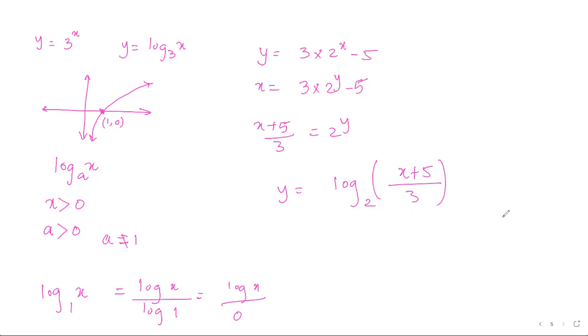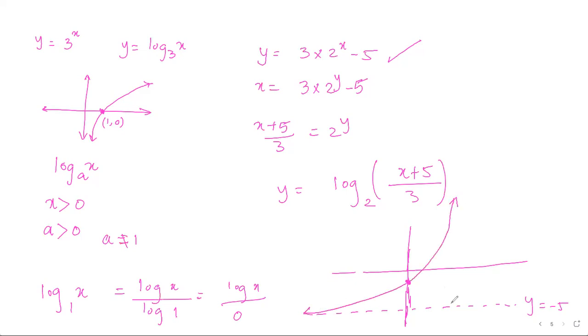Now, if you want to sketch this graph, I would prefer to sketch the exponential one first. Of course, you can apply transformations on this as well and get the graph, but I would prefer to sketch this and reflect in the y equals x line. We can see clearly that y equals negative 5 is the horizontal asymptote. Then if you plug in x as 0, you'll get the y-intercept as negative 2, because 3 times 2 to the power 0 is 3, minus 5 is negative 2. So this will cut here somewhere at negative 2, and then this is an asymptote. So your graph is basically something like here.